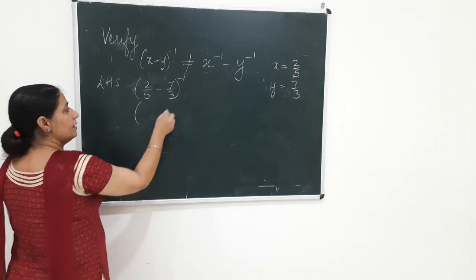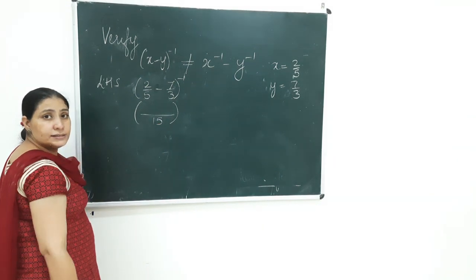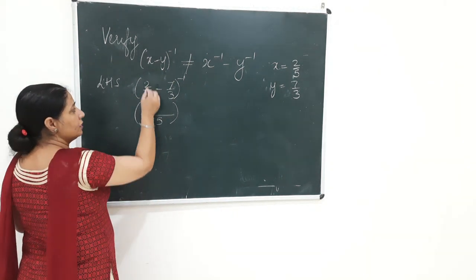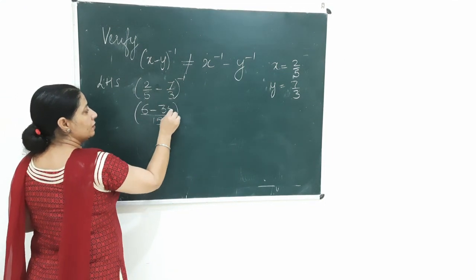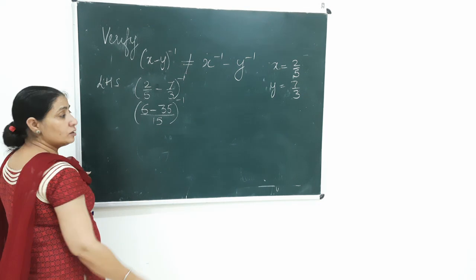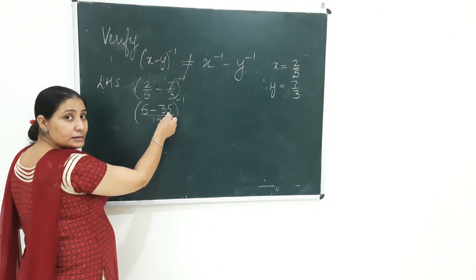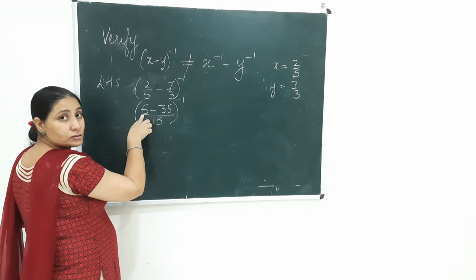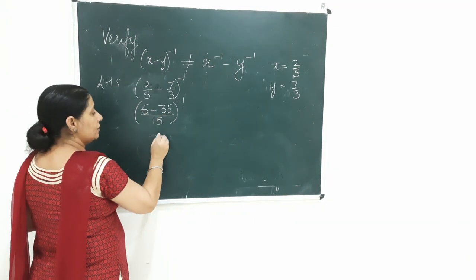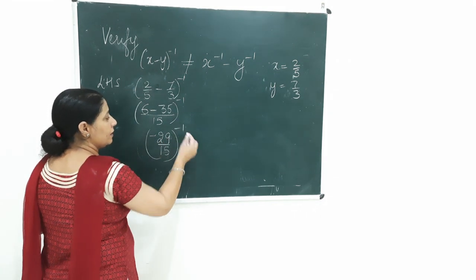So again let me take the LCM of 5 and 3. 5 and 3 LCM will be 15. 5 3s are... 3 2s are 6, 3 5s are 15, 5 7s are 35, raised to power minus 1. Now what happens with the plus minus? Minus sign of the greater term. So 35 minus 6, that is equal to minus 29 by 15 raised to power minus 1.